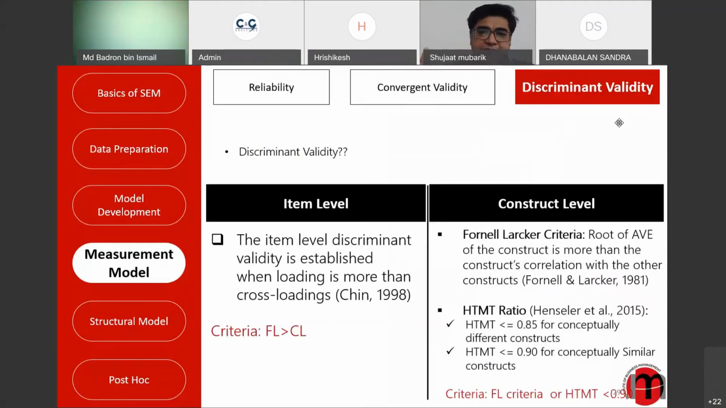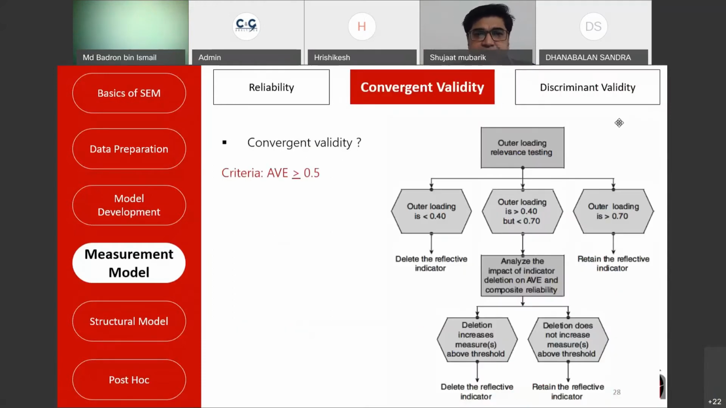Coming to discriminant validity, okay, one more thing: convergent validity at the item level, how do we check it? It is simply inter-item correlation, and the inter-item correlation should be between 0.20 and 0.85. If the value of inter-item correlation is between 0.20 and 0.85, we have convergent items. If it's greater than 0.85, it is a problem of multicollinearity, which again we'll discuss.